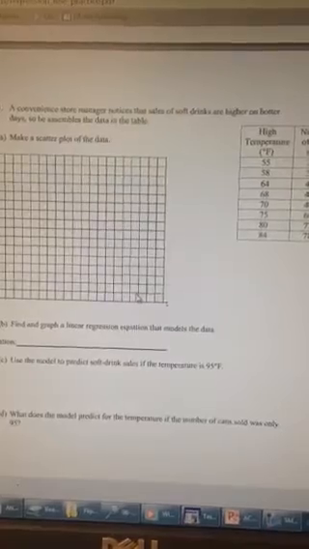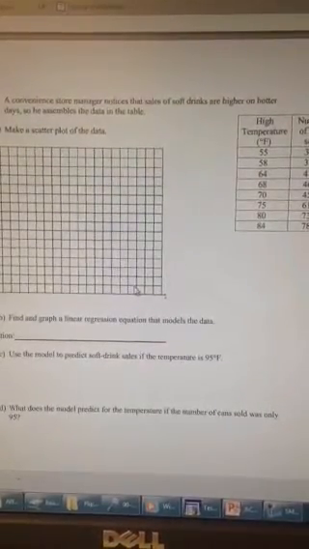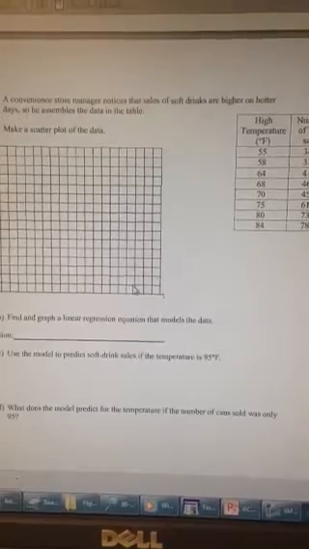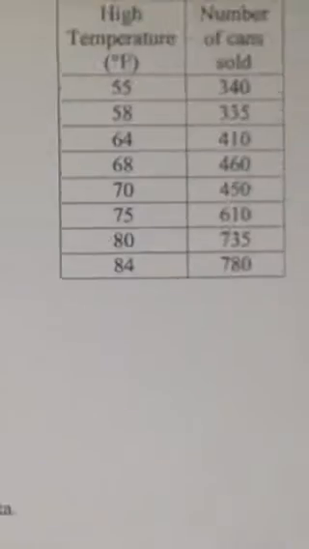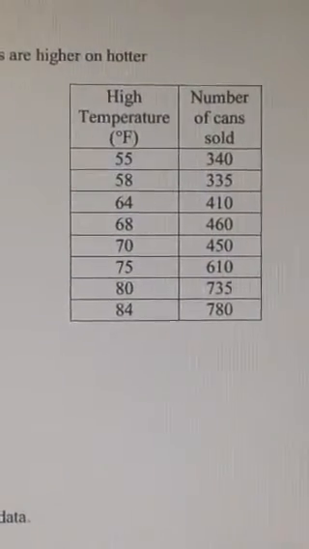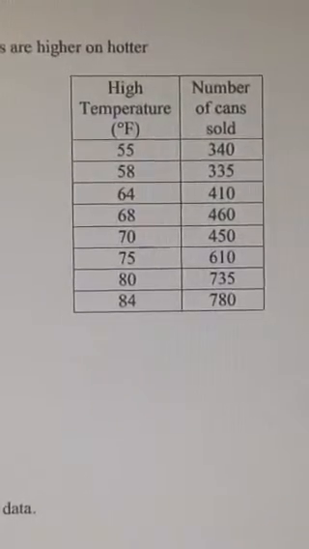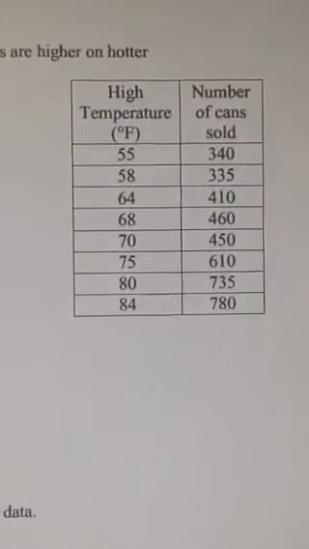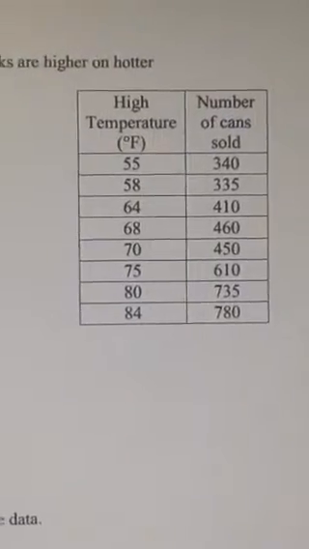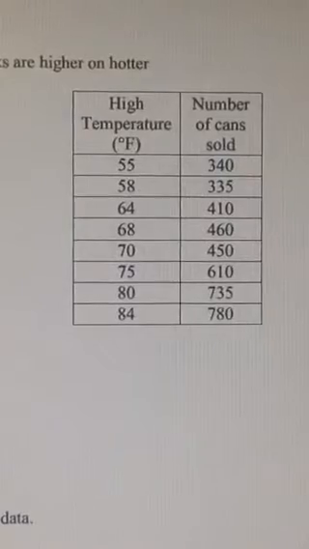So here's our situation. We have a convenience store manager who notices the sales of soft drink are higher on hotter days. So he samples this data in the table. And here's our data. I need to put that data into my calculator so that I can make a scatter plot and find an equation regression line, and then use that to predict how many I might sell. I think they asked, what if the temperature was 95 degrees? About how many cans do you think you would sell?